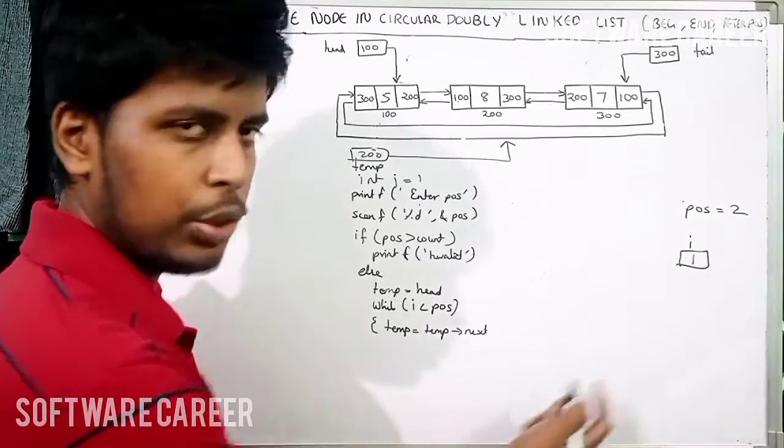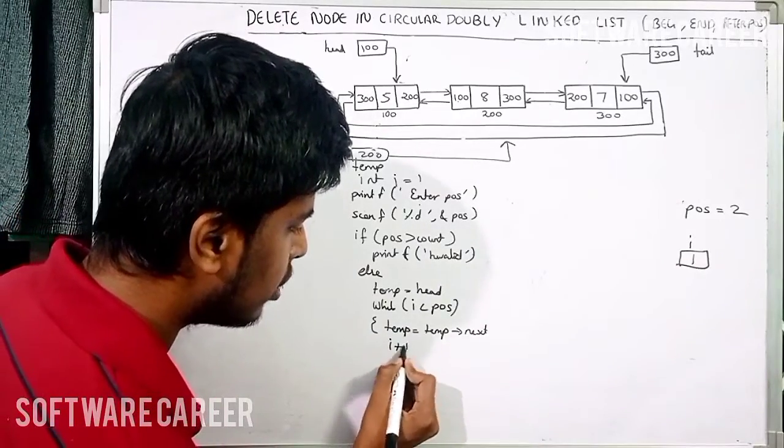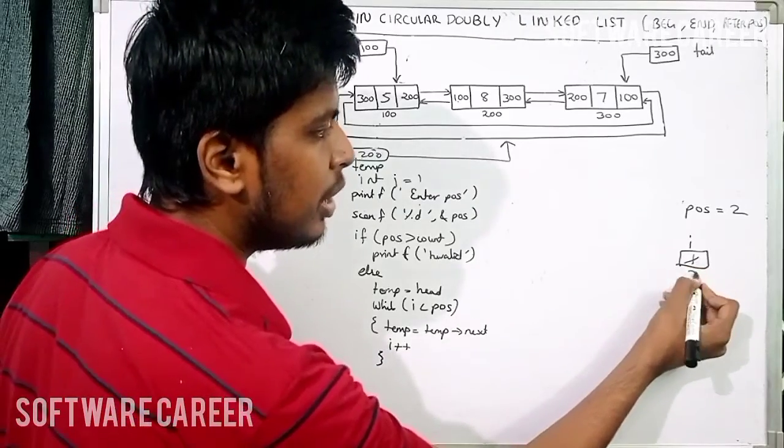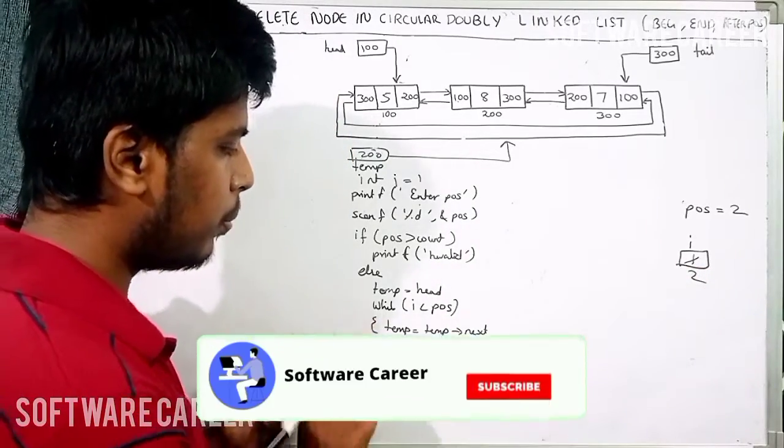So you should increase I value by 1. So I am writing here I plus plus. So 1 is updated to 2. So now you go to again back.